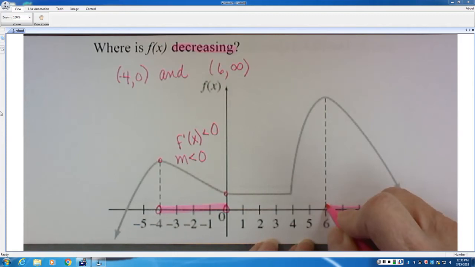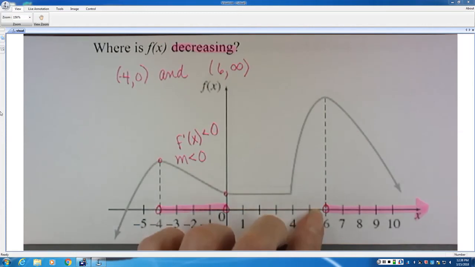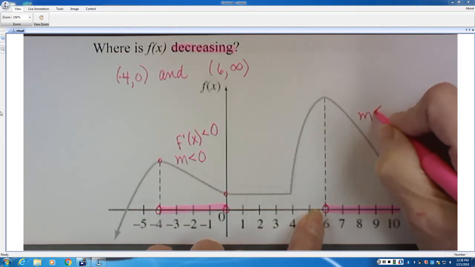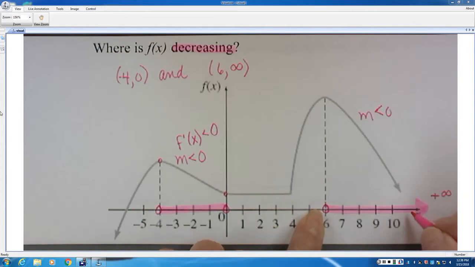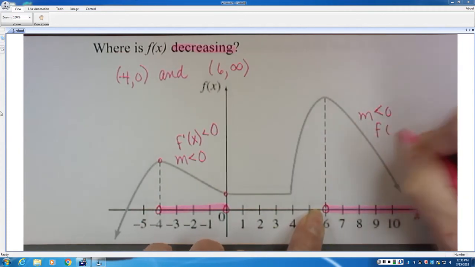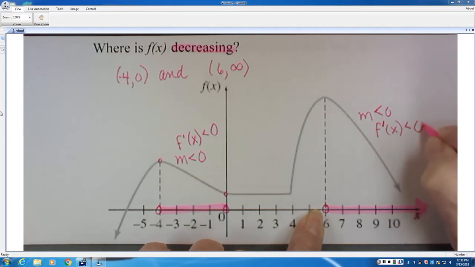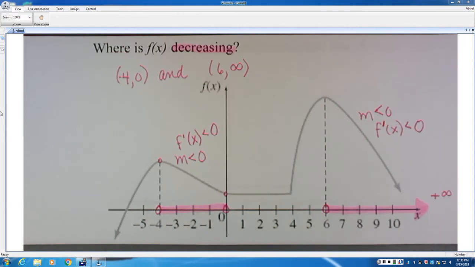It's also happening here. As soon as you pass 6 and go to positive infinity, what's happening is that the slope is less than 0 because it's going downhill. And that also tells you then that because the slope is found by using the derivative, that the derivative of our function on that interval from 6 to infinity will be negative. Okay?